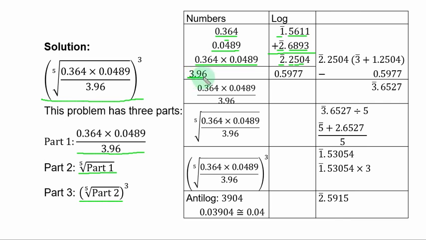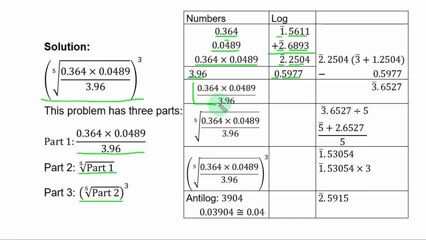The denominator is 3.96. This number is greater than 1. To get the characteristic, you subtract 1 from the number of digits before the point. You have 1 digit before the point. If you subtract 1 from it, you have 0 as the characteristic. For the mantissa, you check 39 under 6, no difference. You have 5, 9, 7, 7.